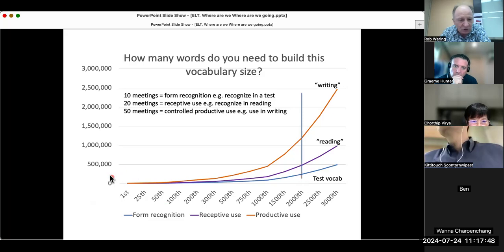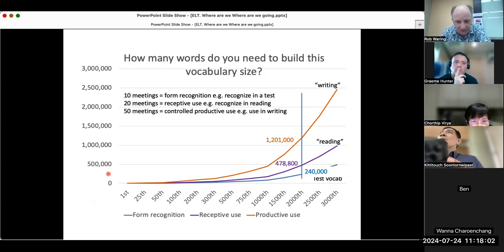For a 2,000 word test vocabulary, you're going to need to be exposed to about 240,000 words. 478,000 words will get you a reading vocabulary of 2,000 words. 1.2 million will get you a writing vocabulary of about 2,000 words.